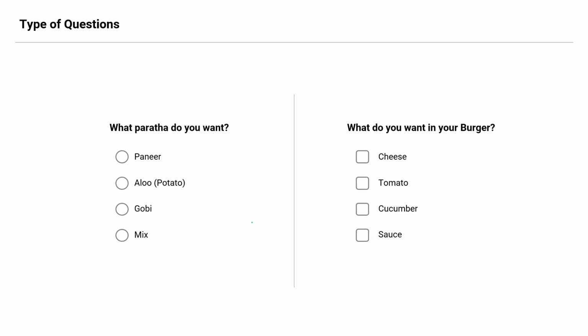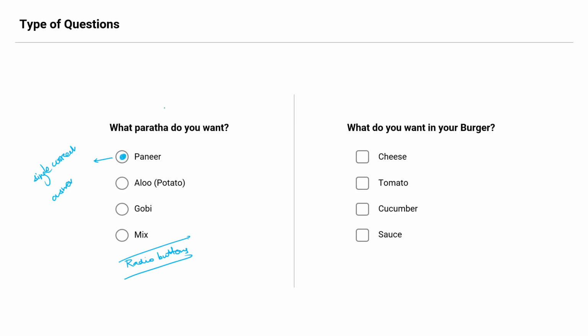So we are closing up on our first section, typology of questions. When there is a circle, it is basically a single correct answer. These are also called, anybody? Radio buttons. All right. Which means that only one of these will be correct. So what paratha do I want? I can just select only one of them. Either I can select mix, gobi, aloo, or one.